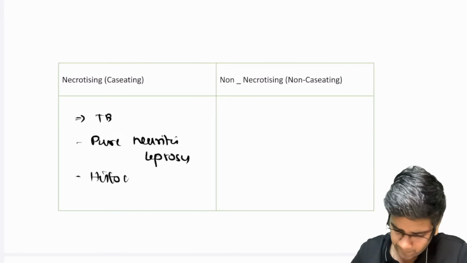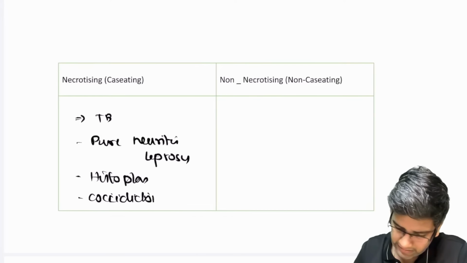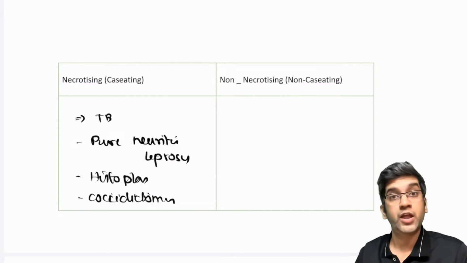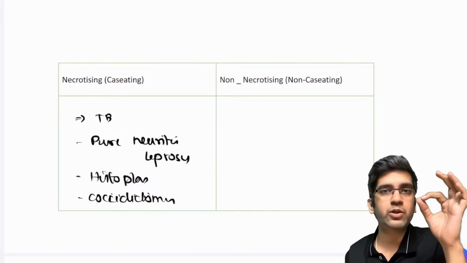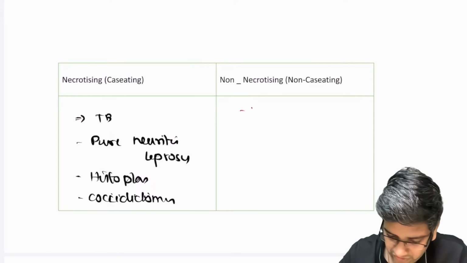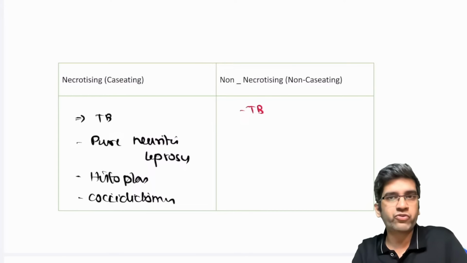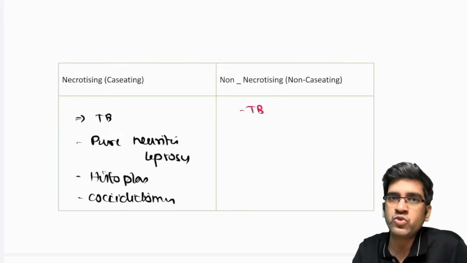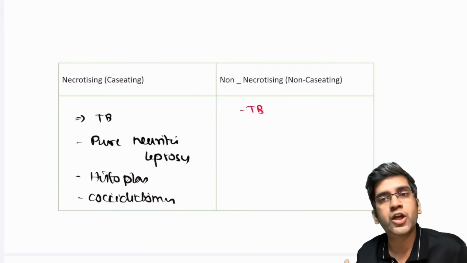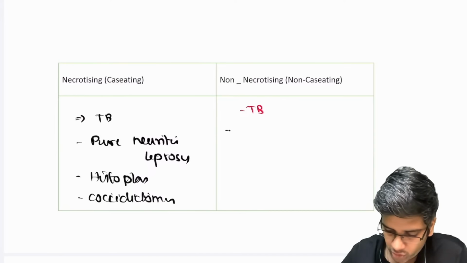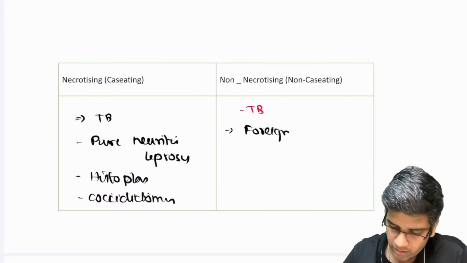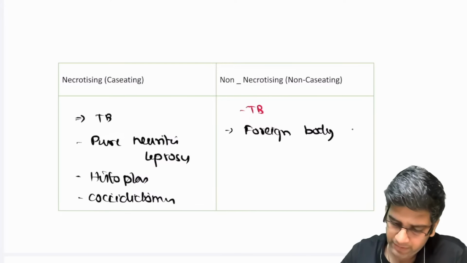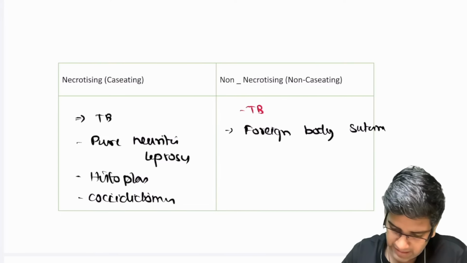Histoplasmosis and coccidioidomycosis are fungal granulomas; bacterial granulomas can be that. Non-necrotizing, again, I am not able to kill, but first thing, always write TB. TB can be both necrotizing and non-necrotizing based on the immune system of the patient. Rest everything is a non-infectious cause. It could be as simple as your foreign body granuloma. Any foreign body can cause it, like a suture, one of the simplest examples.